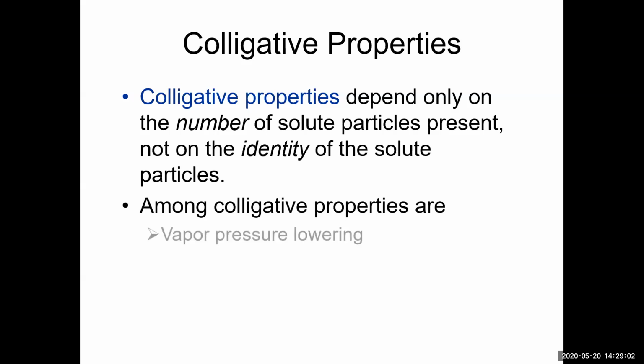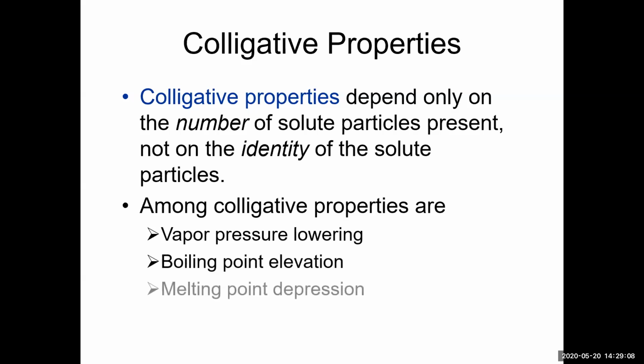So the different properties of solutions that are colligative are vapor pressure lowering, boiling point elevation, melting point depression, usually called freezing point depression, and osmotic pressure. We're not going to go over osmotic pressure this semester, although I have a few slides at the end of this presentation for you to take a look at.